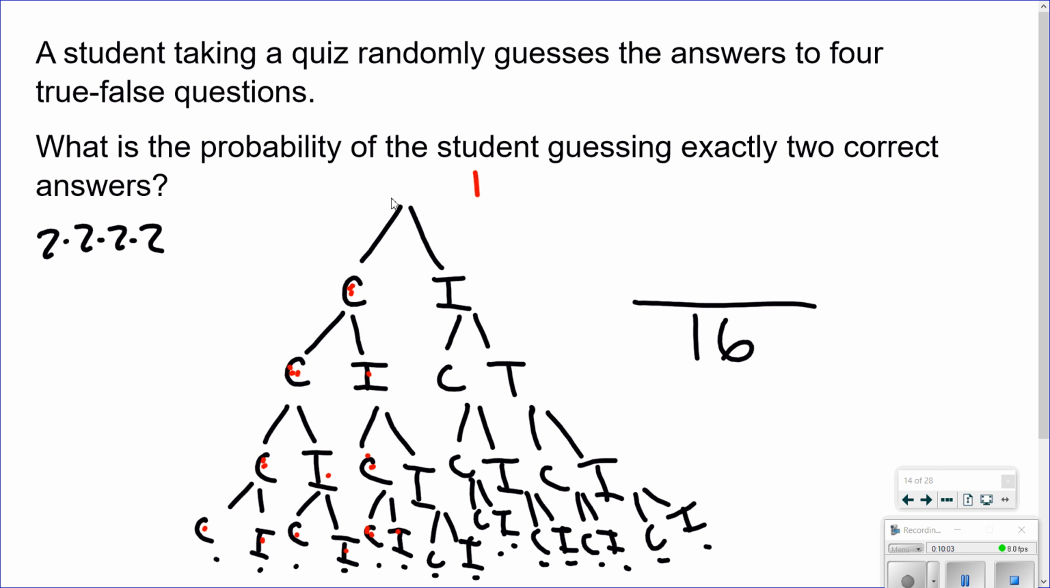There's 1, 2, there's another one right there. Okay, correct, incorrect, incorrect, because there's 2. That one would work. 1, 2, that one doesn't, there's only 1 correct. Start over here. 1, 2, 3, that one's out. 1, 2, there's another one.